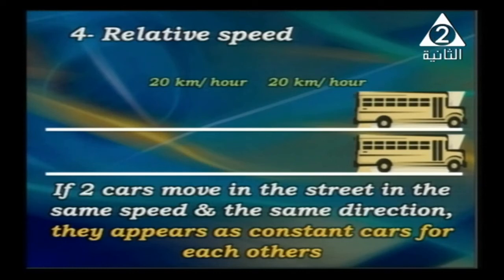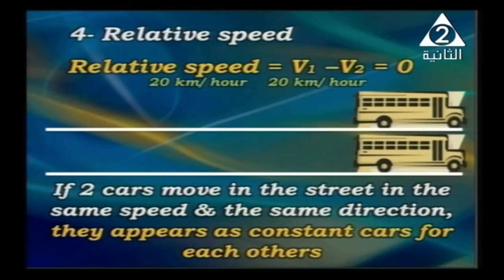So we have another one. The relative speed here, V1 minus V2, equals 0. Why? 20 minus 20 equals 0. So the relative speed in this case equals 0 because we have two cars or two bodies that move in the same direction with the same speed.